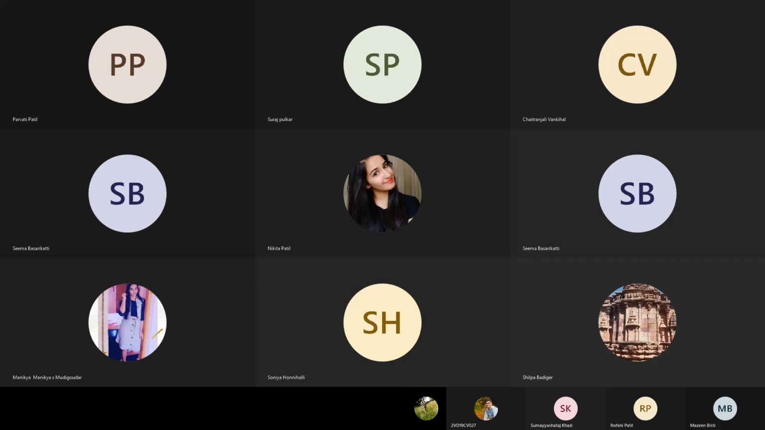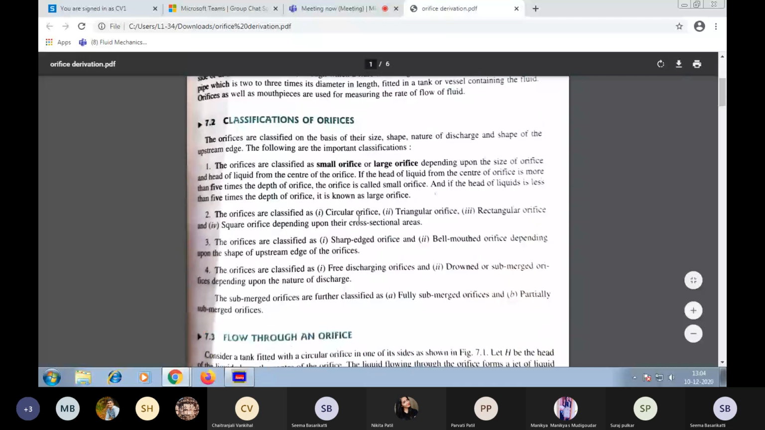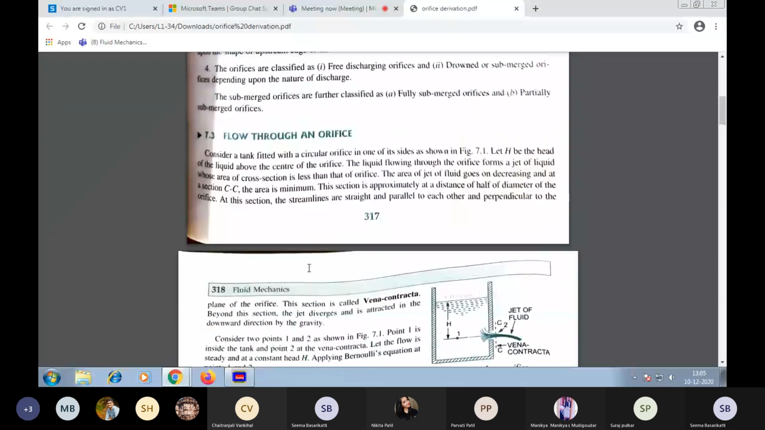Small orifice and large orifice, circular, triangular, and rectangular orifice, sharp-edged orifice and bell-mouthed orifice, free-discharging and drowned orifice. So there are 4 classifications of orifices, which we discussed in yesterday's class. So let us derive the equation for an open orifice.